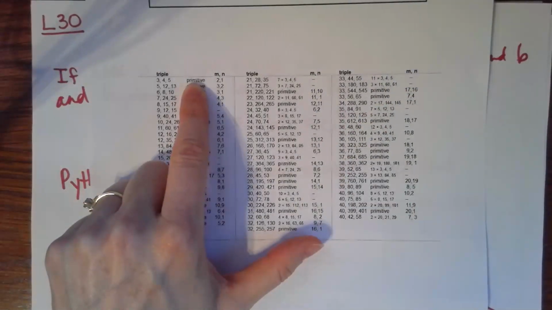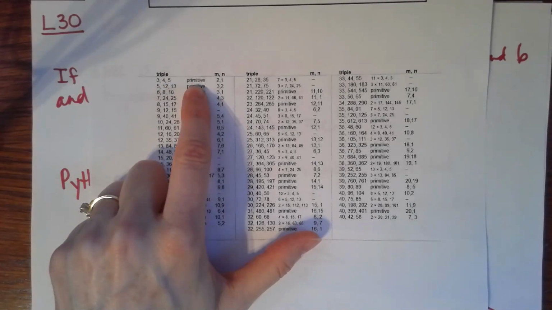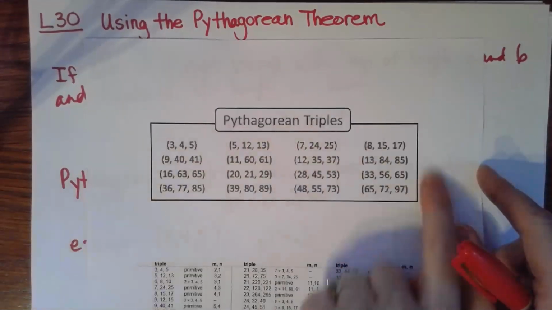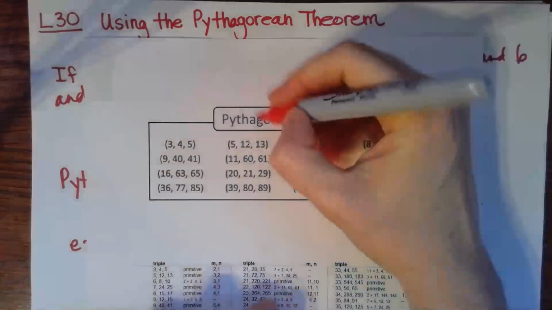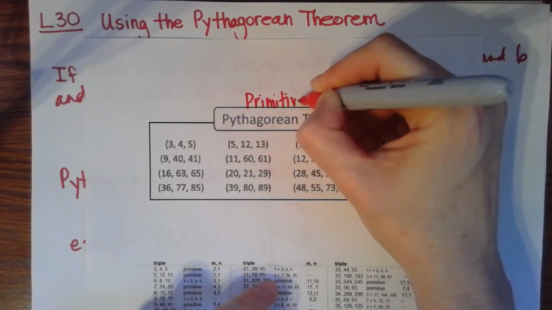The bottom of this sheet shows examples of different Pythagorean triples. The ones that are marked primitive are ones that are not multiples of another triple. So 3, 4, 5 is not a multiple of anything. That's called a primitive Pythagorean triple. Notice it's listed up here. All of these ones are primitive Pythagorean triples, so we could even label this column primitive Pythagorean triples.